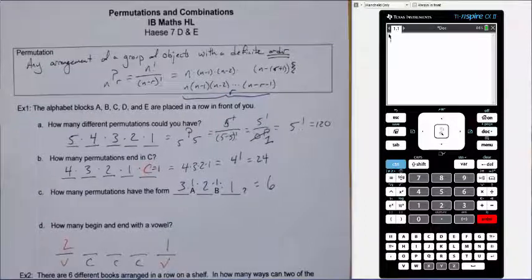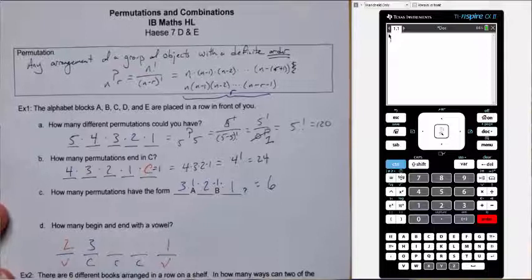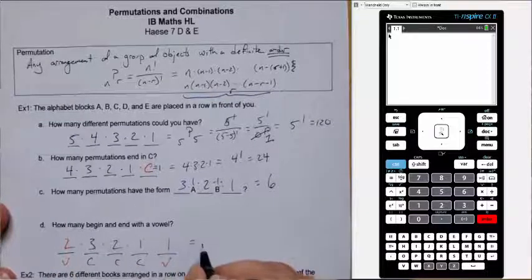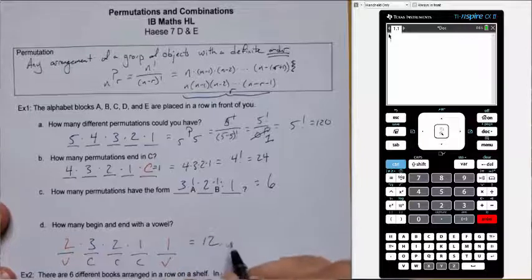Same game with the consonants. There are 3 consonants to choose from, B, C, and D. Then once I've chosen that, there's 2, and when I've chosen that, there's only 1 left. So in this arrangement where we start and end with a vowel, and there are 3 consonants in the middle, there's 2 times 3 times 2 times 1, which is 12 ways.